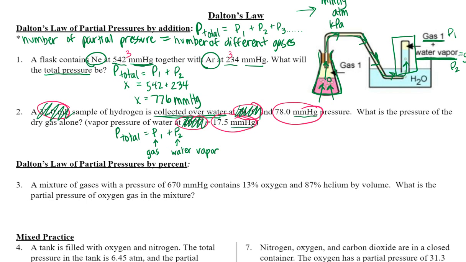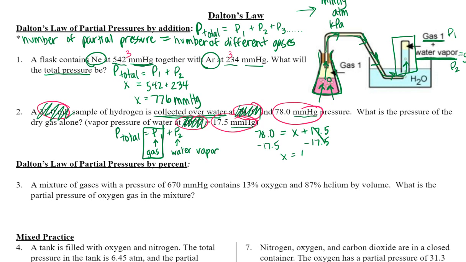So it says, what is the pressure of the dry gas? So I don't know P1. So that's where X is going to be. So then I'm going to look for, okay, what's my total pressure? That's right here, this 78.0. P2 is the pressure of the water vapor, and it says right here, the vapor pressure of water, so that's P2, is 17.5. Then we'll just solve using algebra. We'll subtract this from each side, and then I'm going to get x equals 87.1. Oh, no, sorry, I did that math wrong.